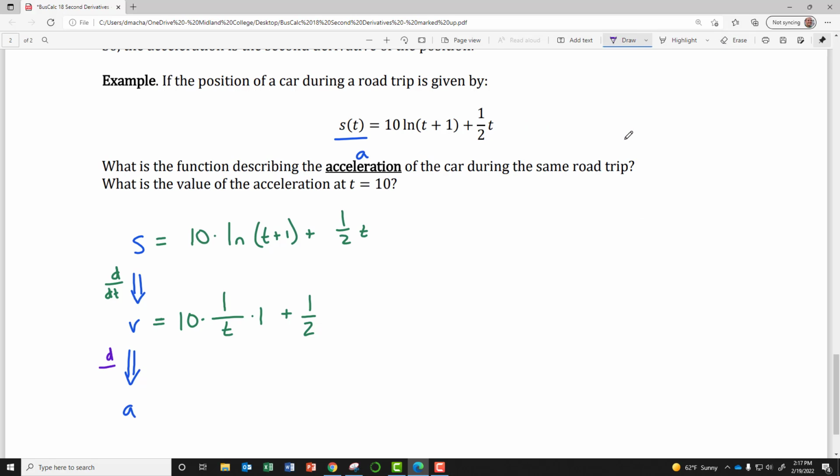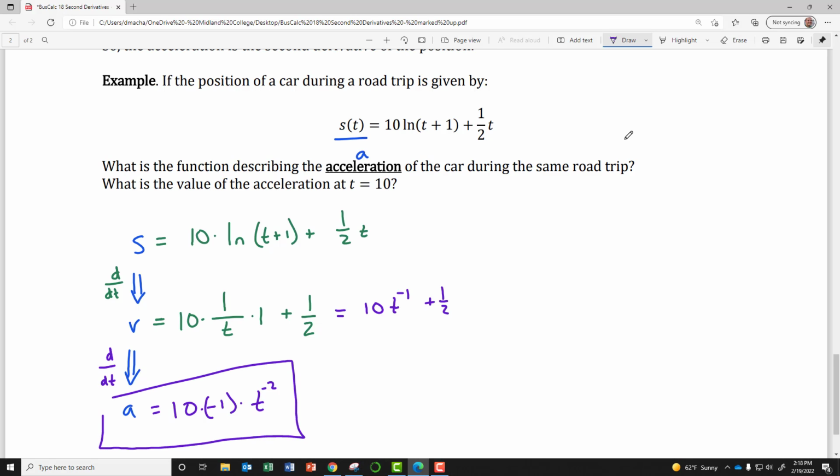If I take now the derivative with respect to time of velocity, that's what's going to give me acceleration. So taking the derivative here, this velocity function, I could rewrite it as 10 times t to the negative 1 power plus 1/2. So the 10 stays the same, but what about t to the negative 1 power? Well, the negative 1 comes down as a constant multiplier, and then that negative 1 becomes a negative 2 with the derivative power rule. And then the plus 1/2, that's just a constant, so it goes away in the derivative. So this is actually the function that describes my acceleration as a function of time.